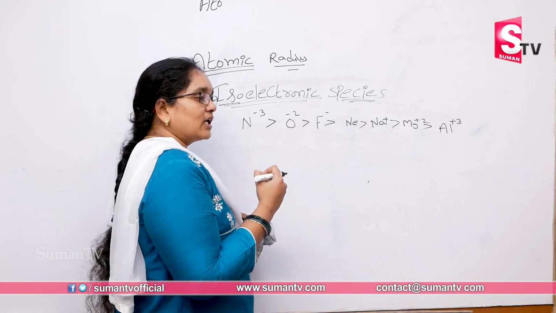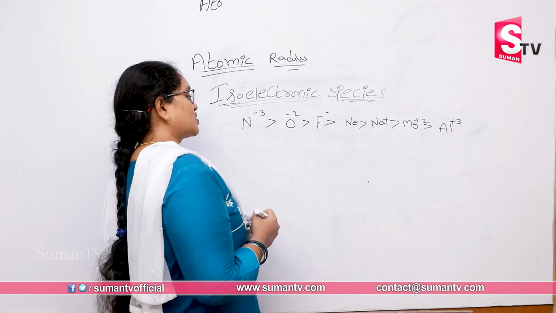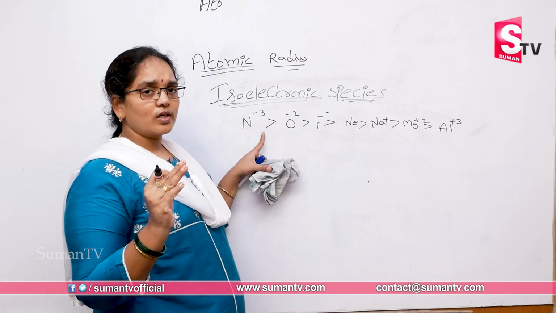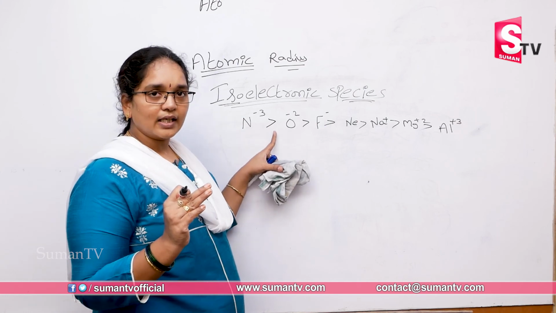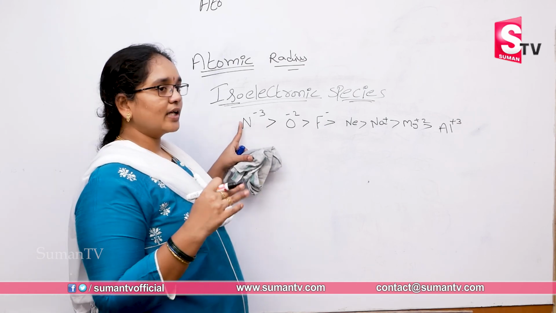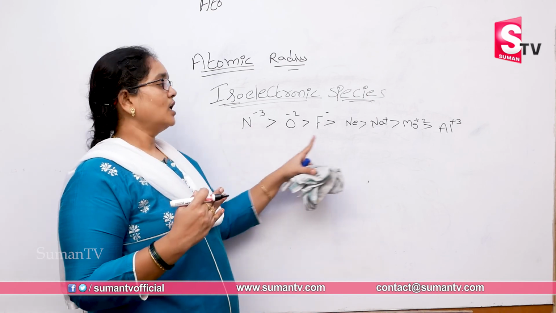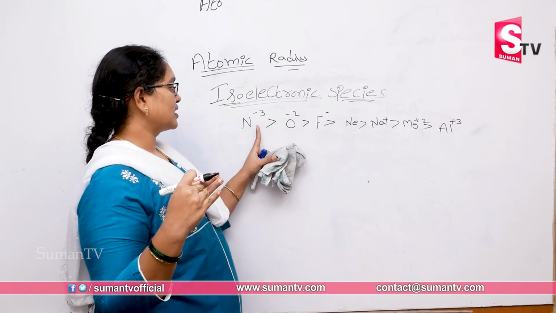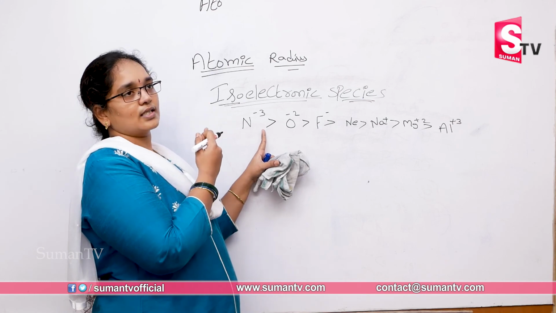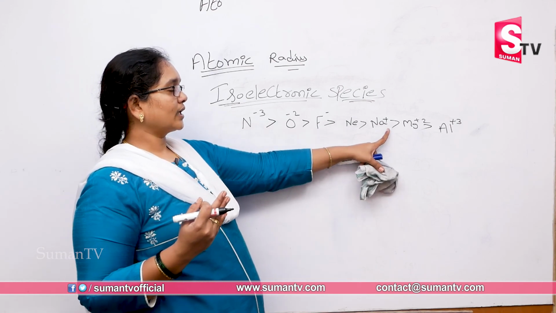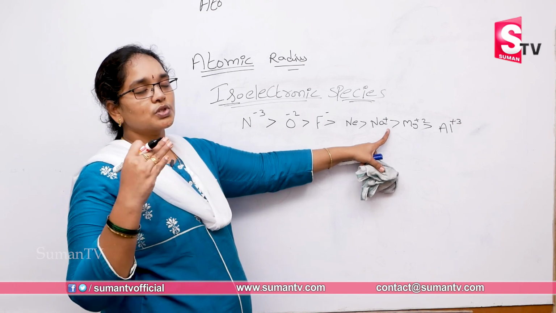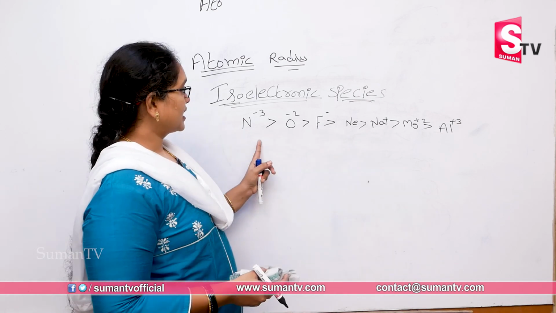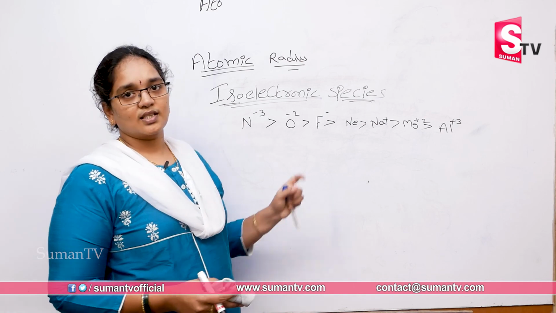How can we compare the sizes of isoelectronic species? Remember this simply: for anions, as the negative charge increases, the size increases, and for cations, as the positive charge increases, the size decreases. This is the order of atomic radius in the case of isoelectronic species.